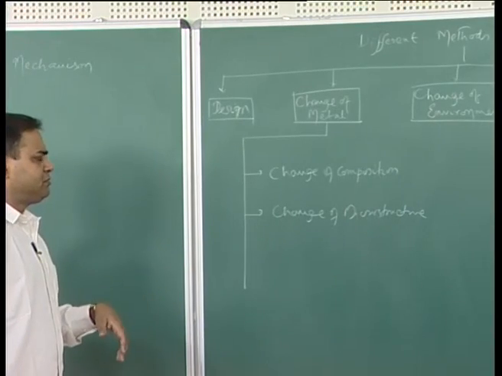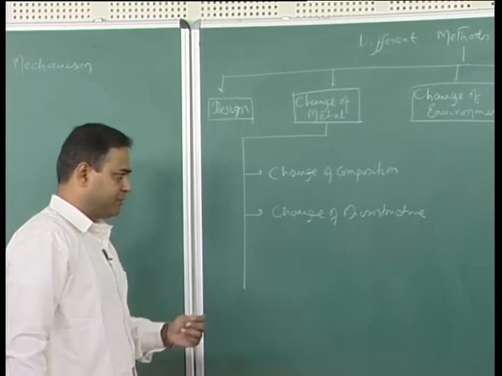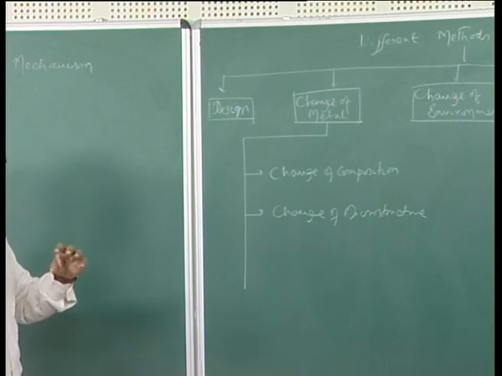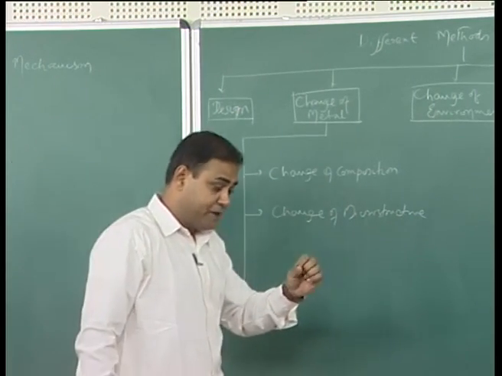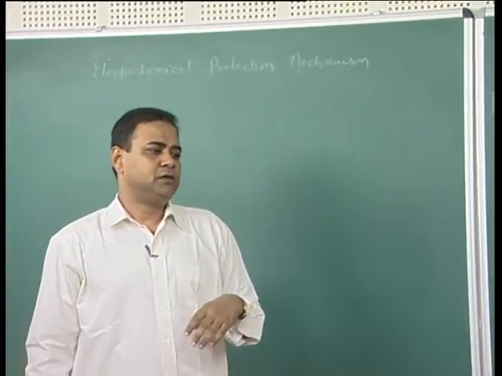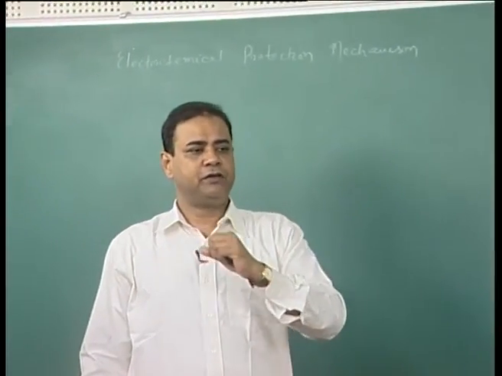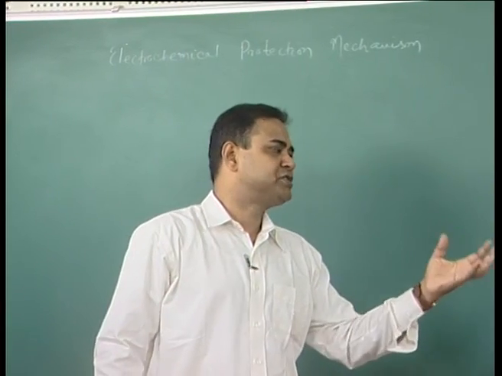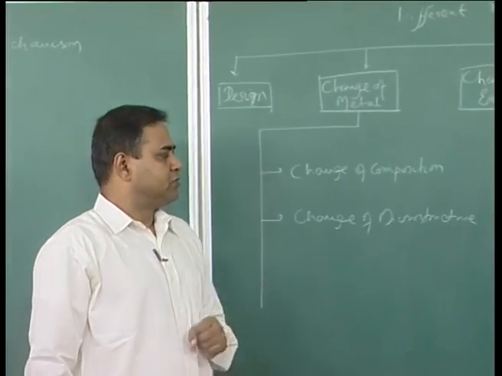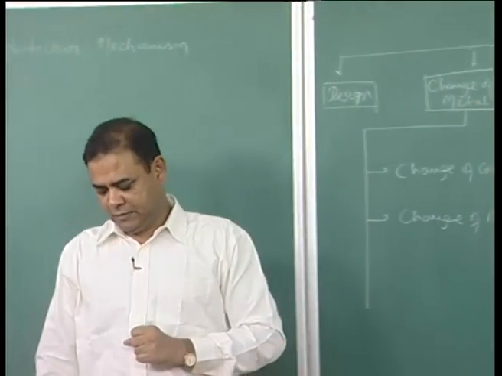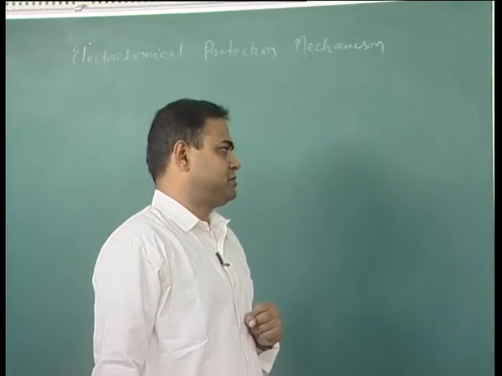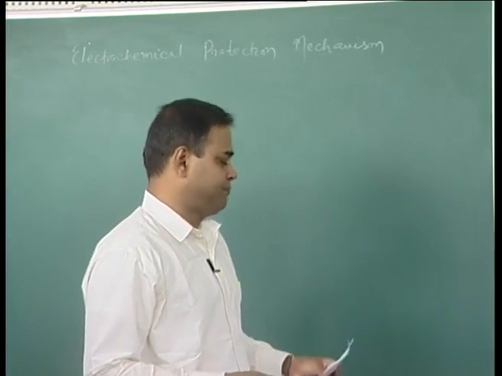Change of microstructure: austenitic and ferritic steels both have a different microstructural level. For example, if you have mild steel with a carbon content of 0.4, where you have a mixture of ferrite and pearlite, and if you reduce the pearlite content, then we are going to increase the corrosion resistance. So, change in microstructure also helps.